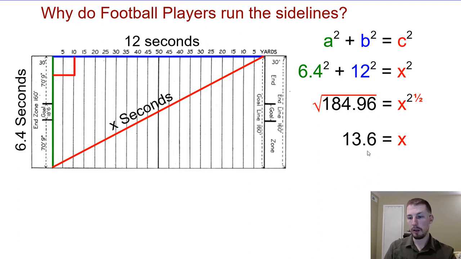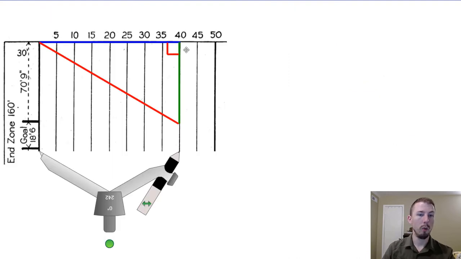So anyway, 13.6 is going to be equal to x. So you can run straight across in 12 seconds, but the same person would take 13.6 seconds to run diagonally from pylon to pylon. And that's why it's the shorter distance and gives you the advantage over the defense. So where would you catch them?